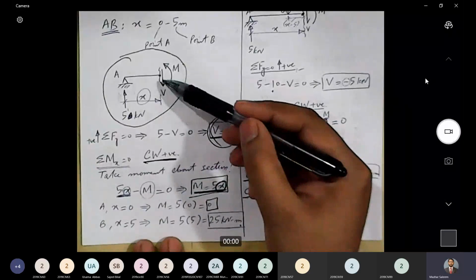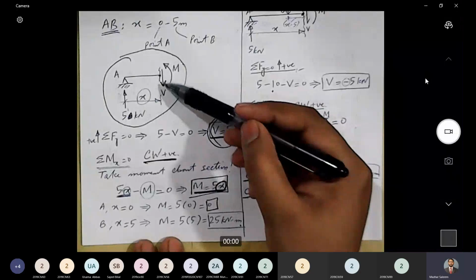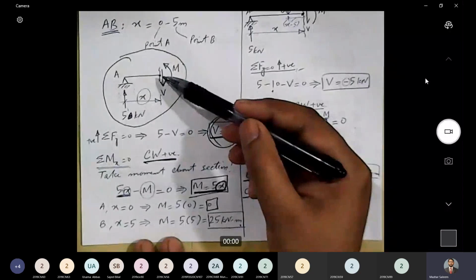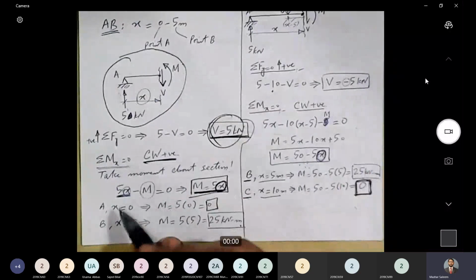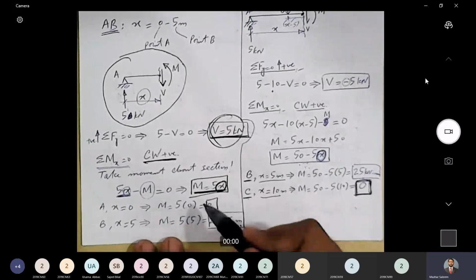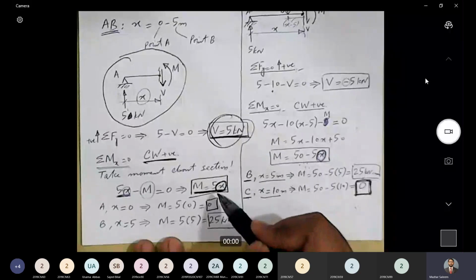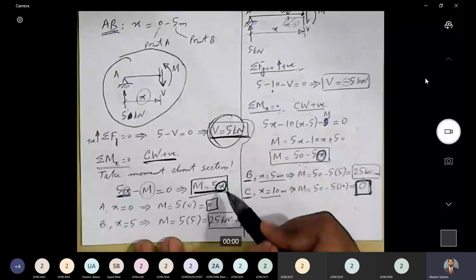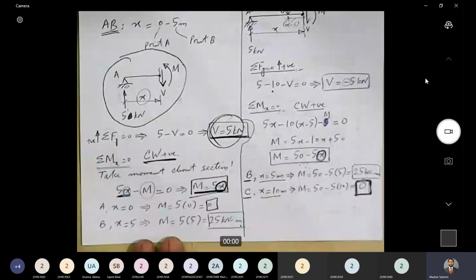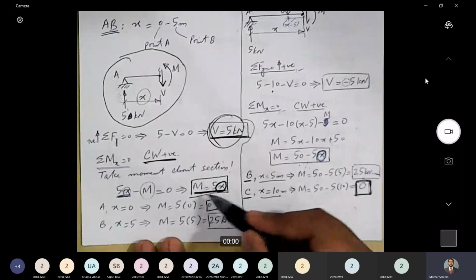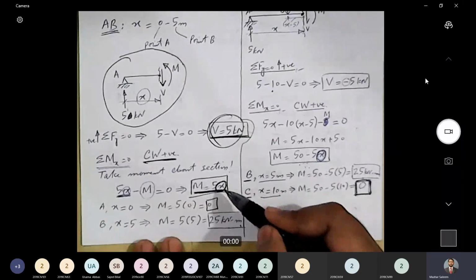Now, what about this force V? Will this produce any moment about the section? No, it will not produce any moment about the section because it is passing through the section. So the lever arm is equal to 0. So 5x minus M equal to 0 is the equation of moment. Now let's rearrange this. We get M is equal to 5x. This time in the expression for moment, we have got the variable x, which means that as x is changing, the moment is also changing along the length.